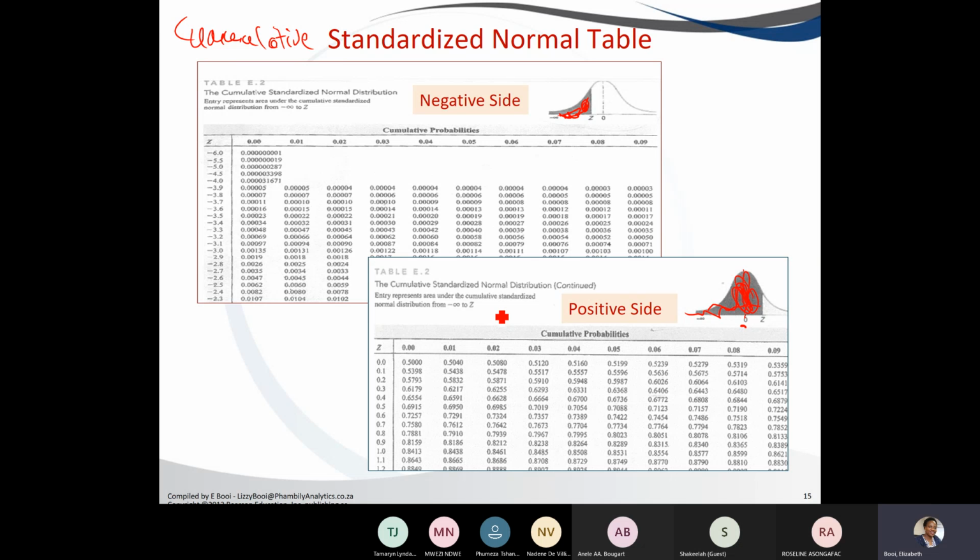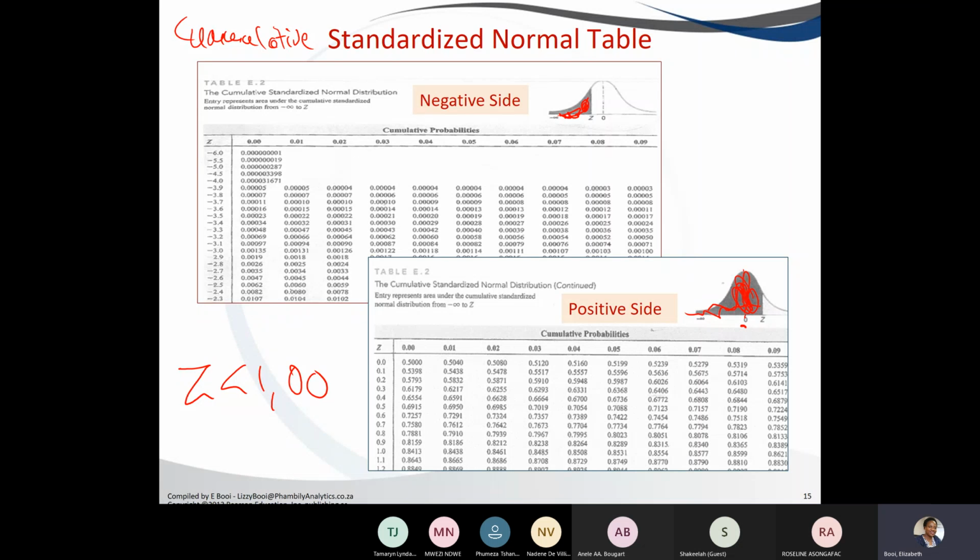So how do we then use the table to find the probability? So let's say, for example, I'm just going to use one of these that we used now. We can use the positive one. So let's say we want to find Z less than 1.00.